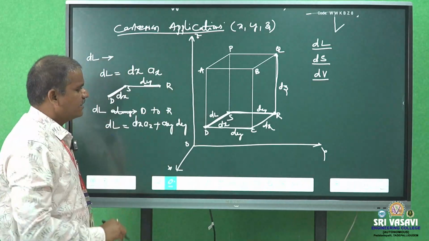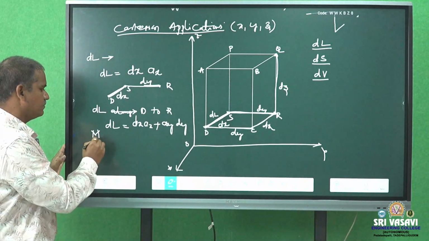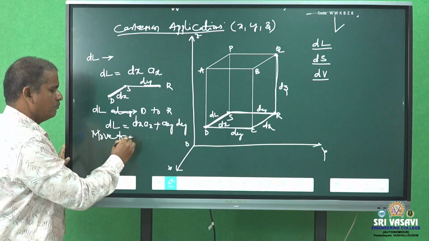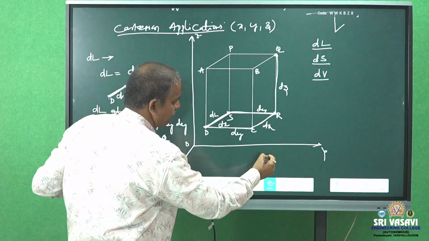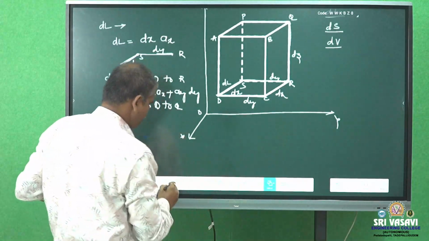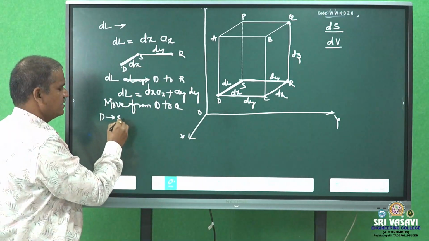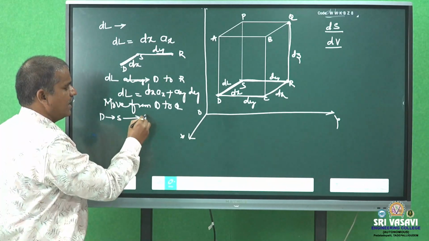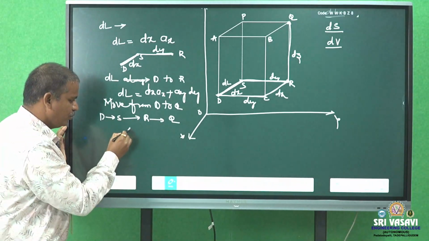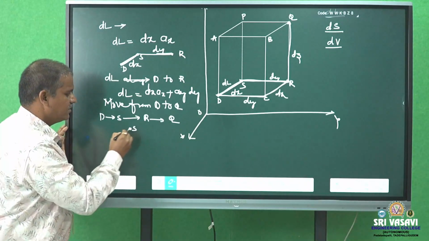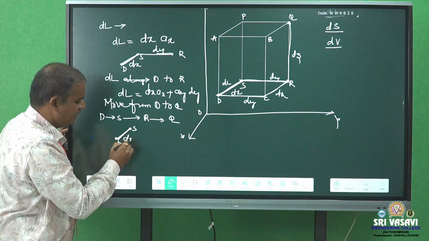So let us take, we want to move from D to Q. Check the possibilities. I choose one path. First D to S, followed by S to R, then from R to Q. First D to S, this is D, this is S. This is the X direction variable, therefore you write dx.